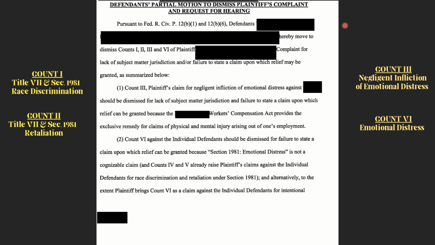Now, plaintiff filed 6 actions. The defendant filed a motion to dismiss 4 of them. Count 1, Title 7 and Section 1981, race discrimination. Count 2, Title 7 and Section 1981 retaliation. Count 3, negligent infliction of emotional distress. And count 6, emotional distress.